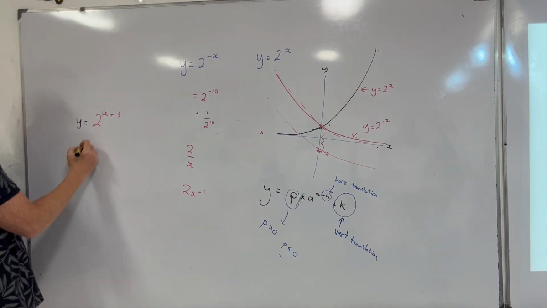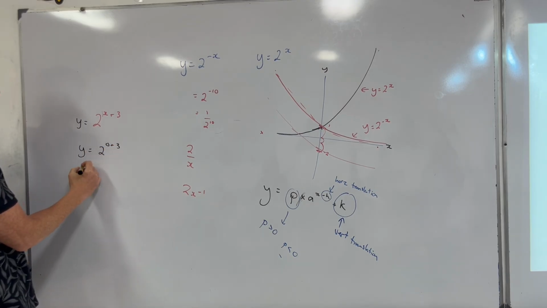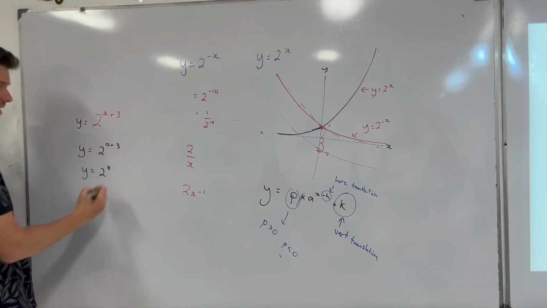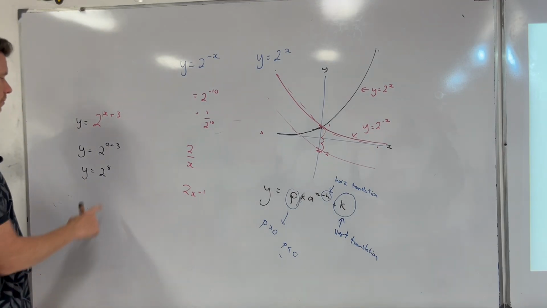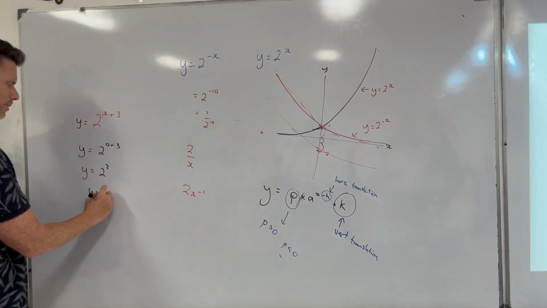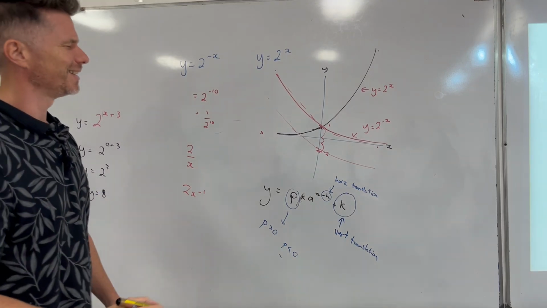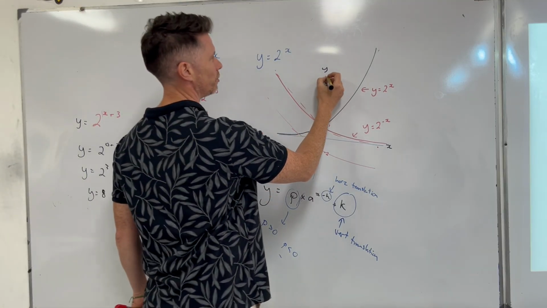So if this is my function, when x is 0, we end up with 0 plus 3. Y is equal to 2 to the 3, which is 8. Sorry, 2 to the 3, which is 8. That's all right. I was going to have coffee and then I didn't. So it now crosses here.